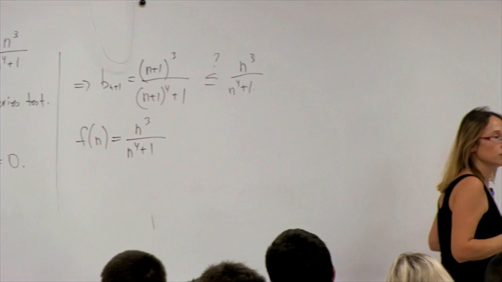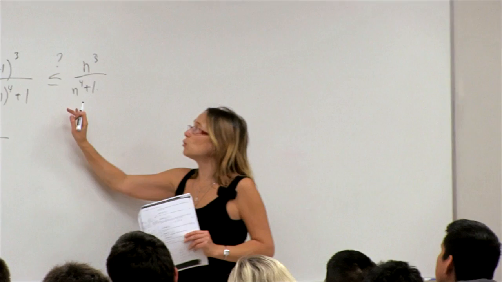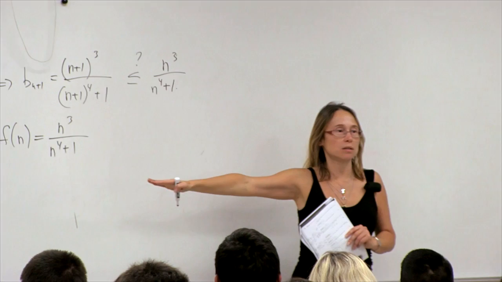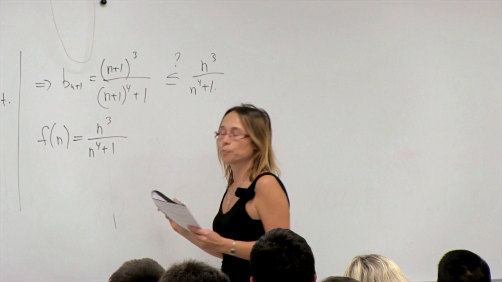So in general, you can either look at the terms just as they are, and by some simple reasoning say, okay, this is obviously less because I'm adding something in the denominator. If you can't do that, look at the function, if you can. And then by evaluating the derivative, we can say a lot about the behavior.